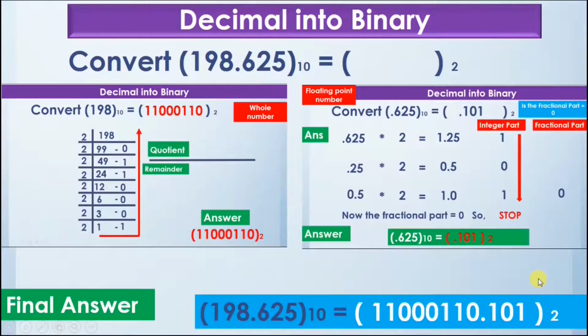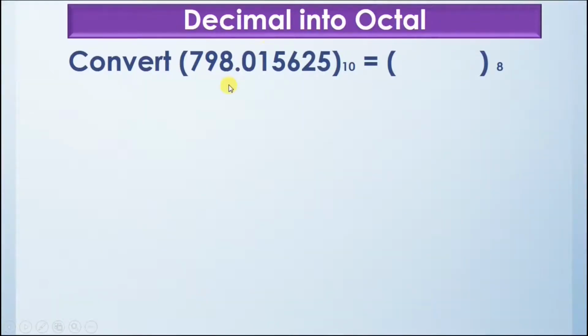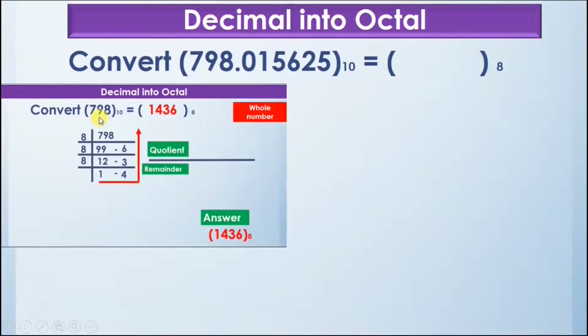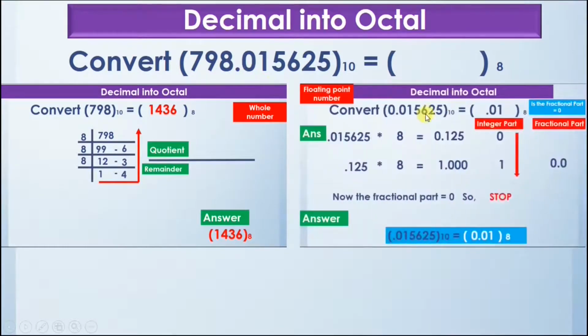So let's look at our next example in which we are going to convert decimal into octal using a number that has a whole part as well as a fractional part. We have the number 798, and we did it previously: we solved 798 using the prime factorization method and calculated the result 1436 in octal. And we solved the floating part using the method in which we converted 0.015625 into octal and the result was 0.01.